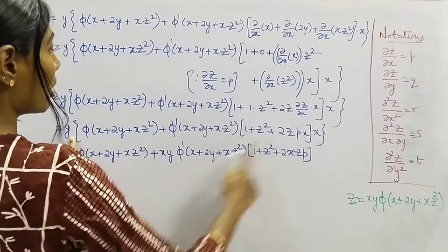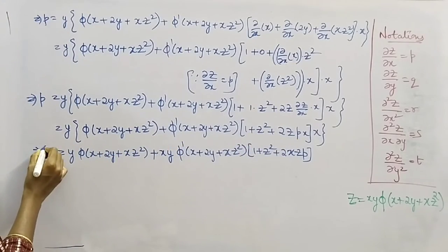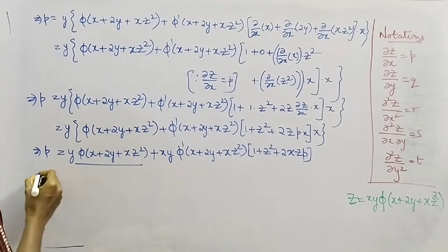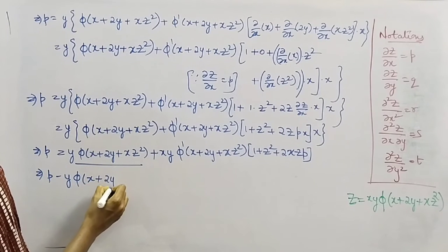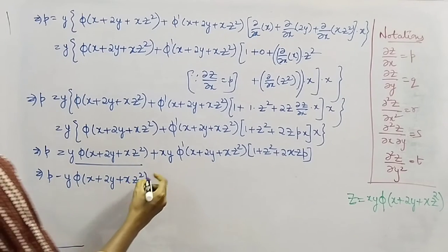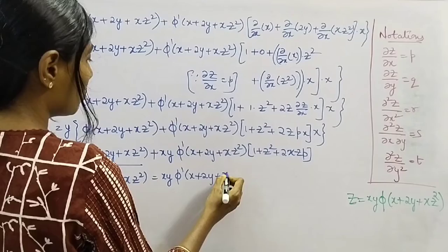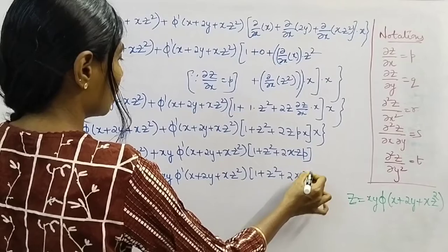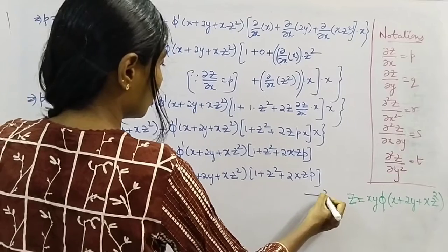y into x, xy, phi plus this term, right? Fine. Now we can write this as, bring this term to the LHS, we'll get p minus y into phi of x plus 2y plus xz square equal to xy into phi dash of x plus 2y plus xz square into 1 plus z square plus 2xzp, right? Fine. Now consider it as equation number 2.